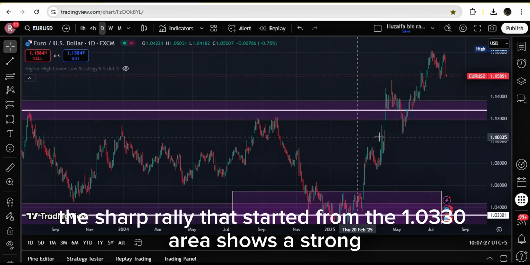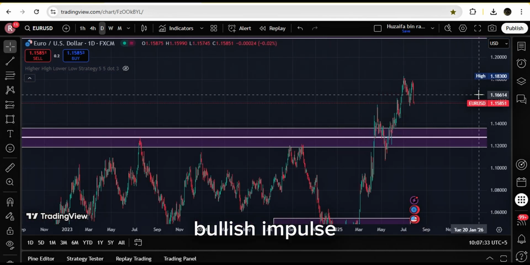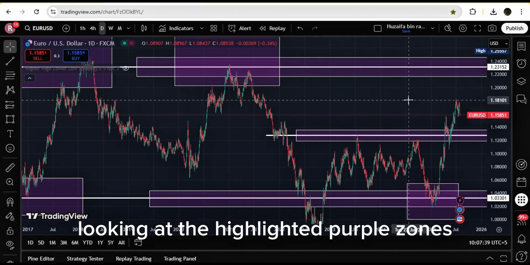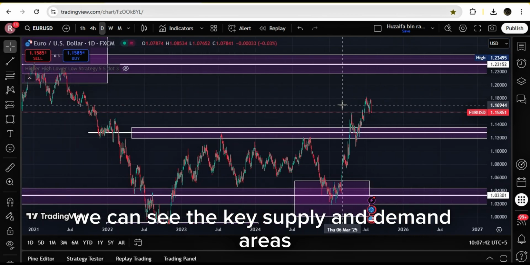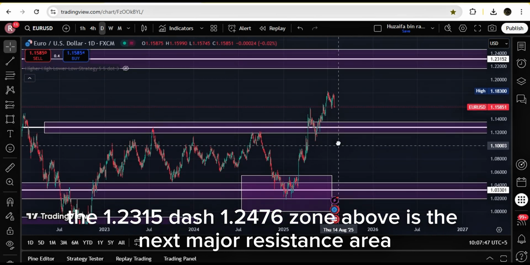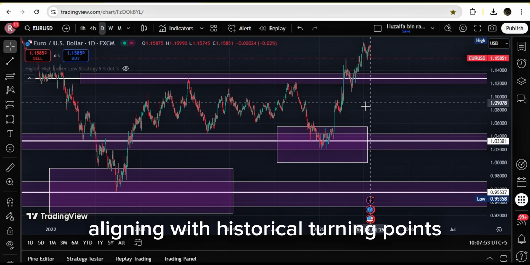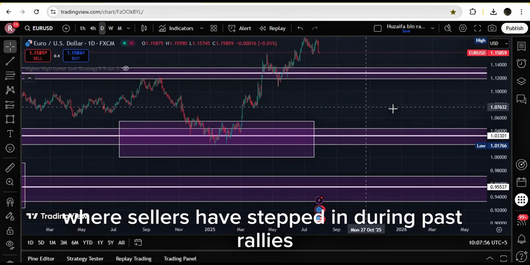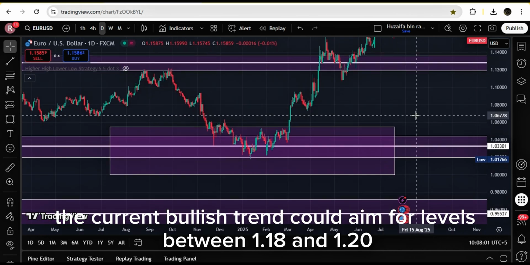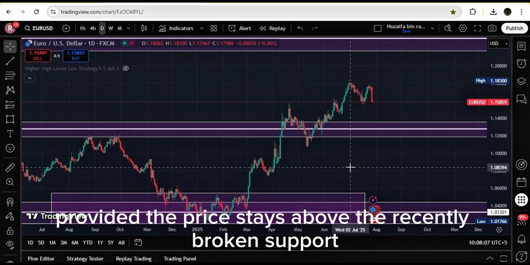The sharp rally that started from the 1.0330 area shows a strong bullish impulse, with very little selling pressure seen during the climb. Looking at the highlighted purple zones, we can see the key supply and demand areas. The 1.2315-1.2476 zone above is the next major resistance area, aligning with historical turning points where sellers have stepped in during past rallies. In the near term, the current bullish trend could aim for levels between 1.18 and 1.20, provided the price stays above the recently broken support.